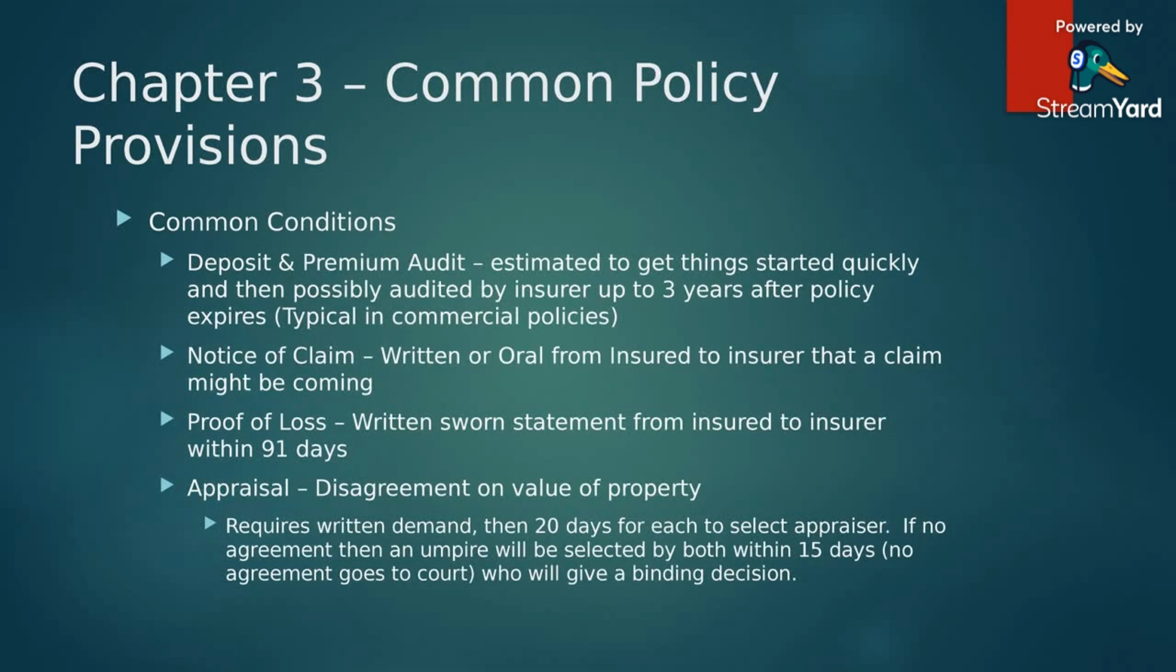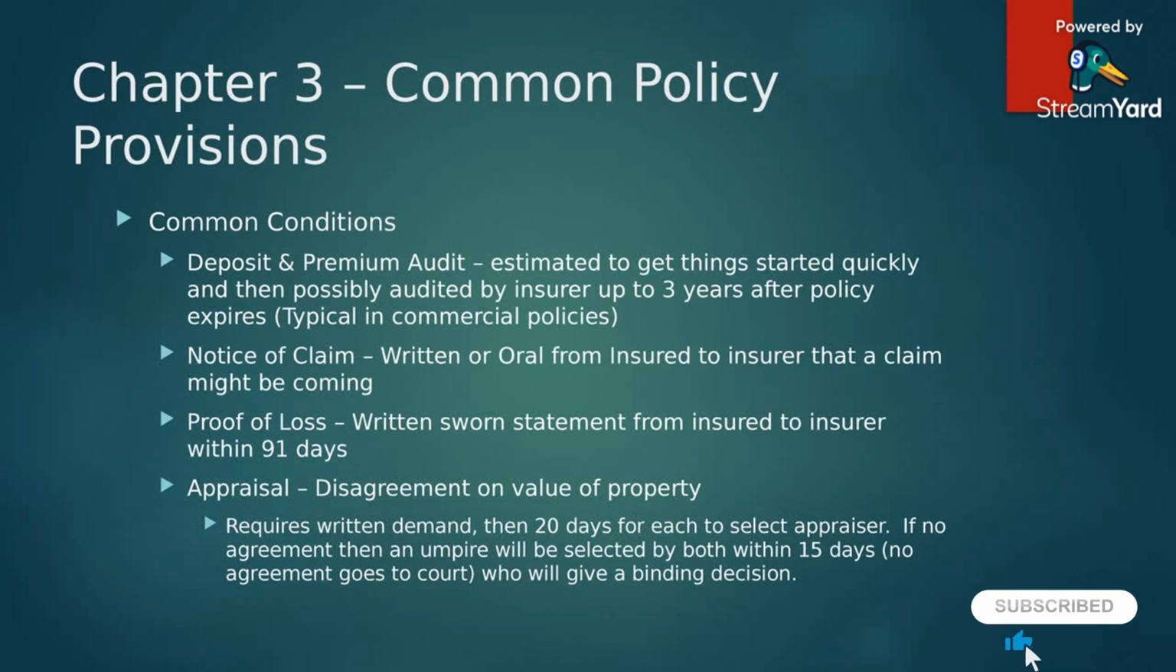Some common conditions, very common in commercial policies, is going to be a deposit and premium audit. This is where, say, you've got a commercial building, and instead of going out and getting an appraisal on that commercial building, they're going to just get a quick estimate so that we can get things started quickly with them, get them insurance pretty close to right away, and then the insurance company has the ability to come back and audit and get the correct amount up to 3 years after the policy expires, right? So this is what we call a deposit and premium audit.